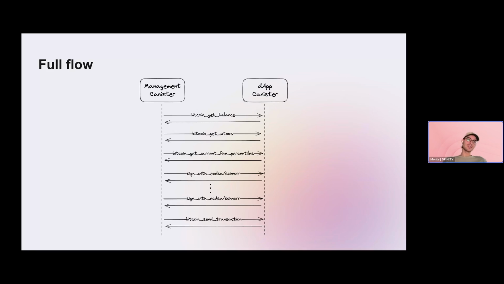And once we've done that, we can then go ahead and sign every single UTXO with a call to the sign with ECDSA or sign with Schnorr management canister methods. And then once we have all the signatures, we use the Bitcoin send transaction method to actually send the signed Bitcoin transaction to the Bitcoin network. And then it gets into the transaction pool, into a block, it gets mined. And after 6 confirmations, or whatever your threshold is, the funds arrive at the recipient's wallet or address.